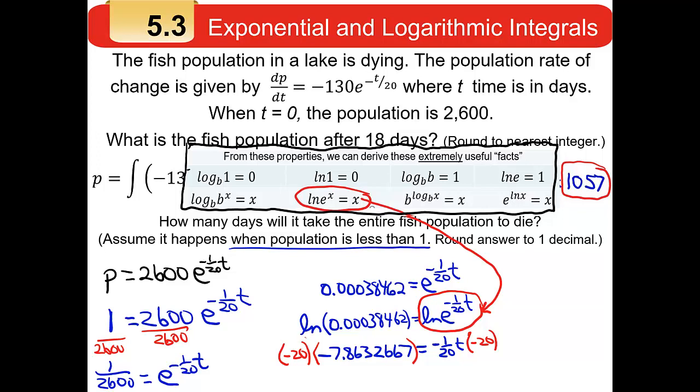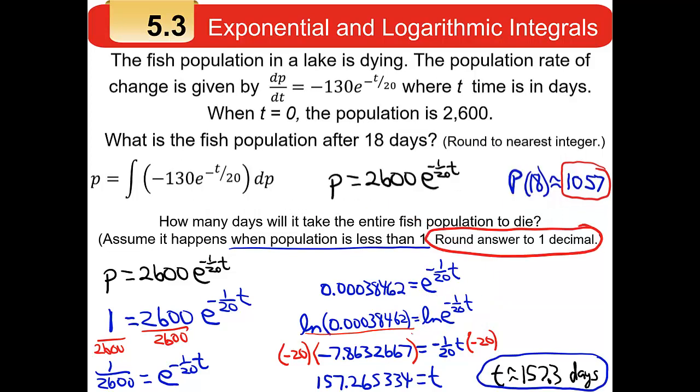Well, first taking the natural log of that decimal, but that's just punching it on the calculator. Then timesing it by minus 20, and you'll end up with t is about, and it says to round it to 1 decimal place. So rounded to 1 decimal place, that would be about 157.3 days that the population of that lake, the fish in that lake, essentially has died out. Simple application of these properties.